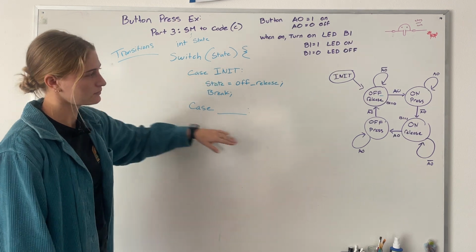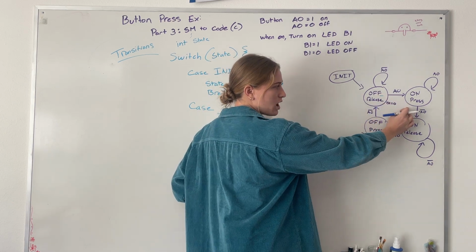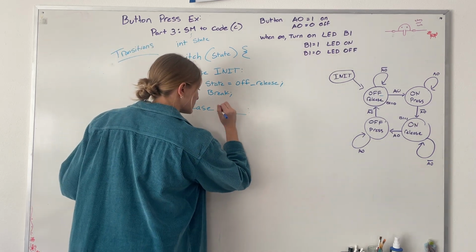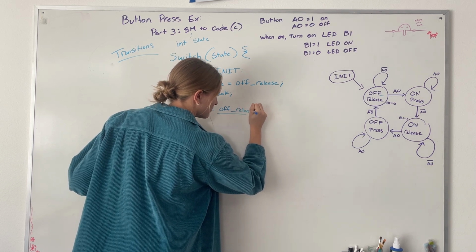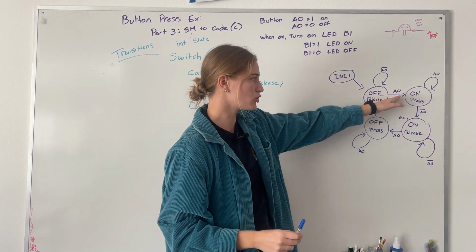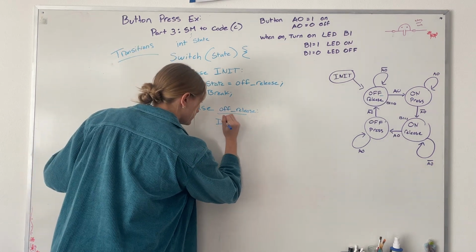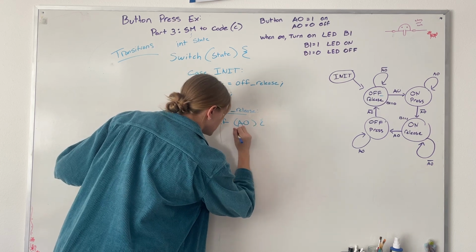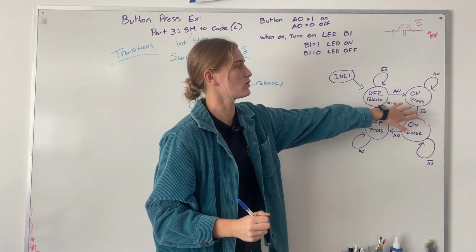in that case. If we look at off release, notice that we have got 2 arrows coming off of it. We have one going to on press and one staying on off release. So that means that within our case for off release, we've got 2 states. We know that when A0 is true, we go to on press. That's a simple if statement. If A0 is true, state equals on press.